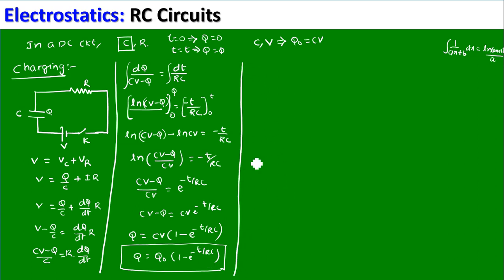Now let us try to understand how this charging process happens using a graph. Now this is your Q versus time graph. Generally we understood that at time t equal to 0, the charge should be 0. When you are considering a particular time, which is called the characteristic time, at that time t is equal to tau, which is equal to RC.